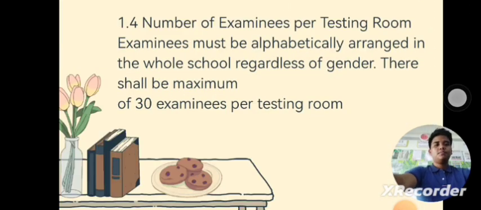Then number of examinees per testing room. Like in section 2, there shall be a maximum of 30 examinees per testing room. Then examinees must be alphabetically arranged, whatever gender it is.